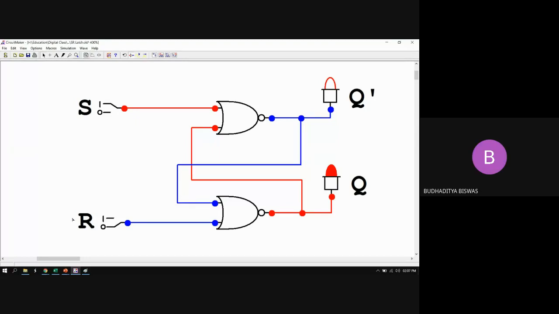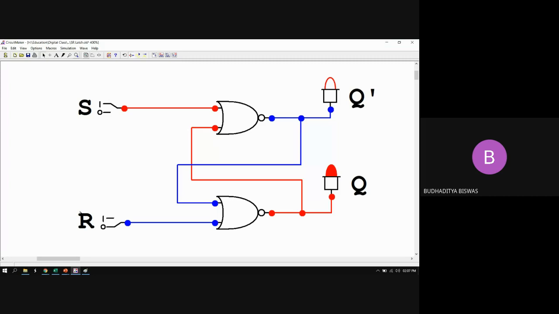What did I say so far? What does set mean? If the flip flop output Q equal to 1, it is called the set state. If the flip flop output Q equal to 0, it is called the reset state. Not the Q bar, it depends upon Q. Q equal to 1, so it is called set state. Q equal to 0, so it is called reset state. Got it?